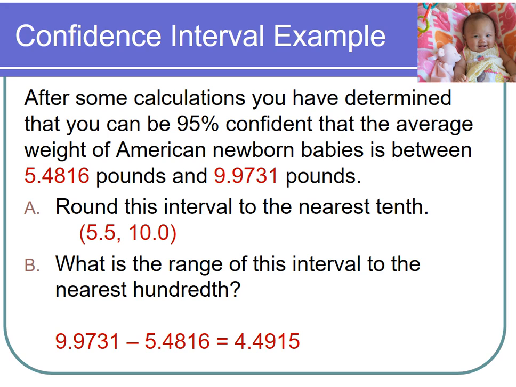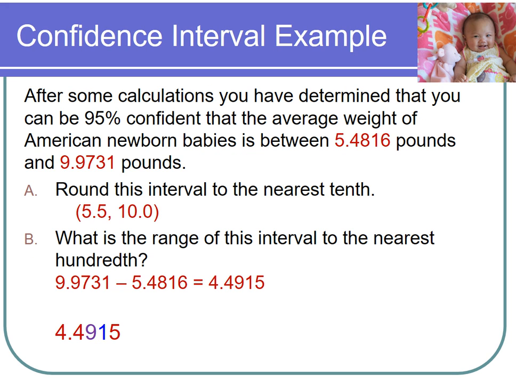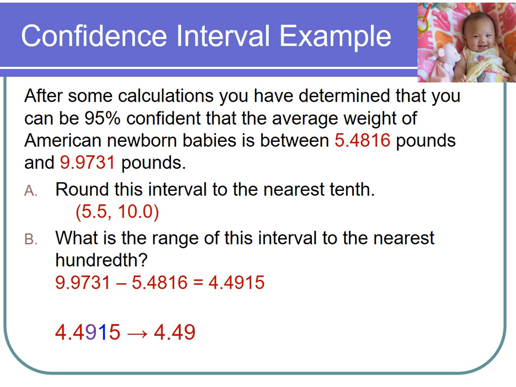So now we're talking about the hundredths place. The hundredths place is this digit 9, and then the check digit is the 1 to the right of the 9. Now notice that the 1 here is less than 5. It's 4 or less. So that means we get rid of everything to the right, and we leave the 9 and the numbers to the left alone. And we end up with 4.49. And there's our number rounded to the nearest hundredth. That is the range of this interval.